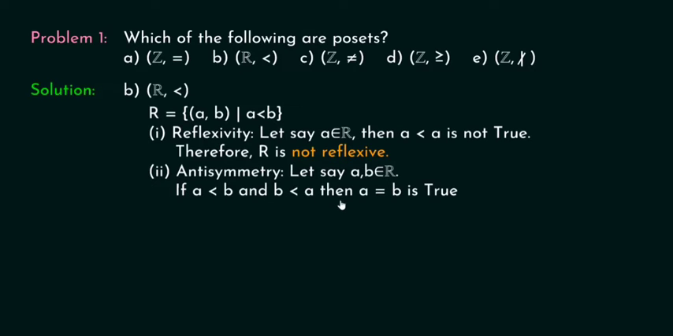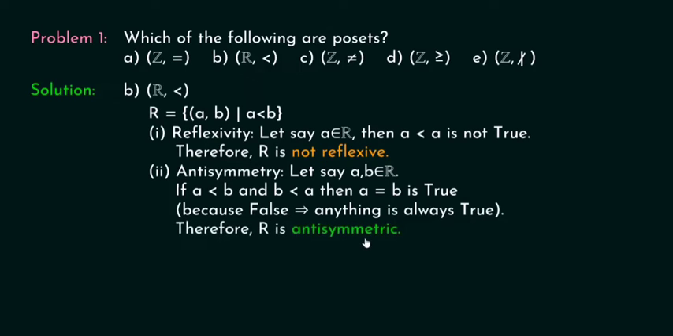And this is an if-then construct, which means implication. a less than b and b less than a implies a equal to b. The premise is false. It doesn't matter what conclusion we have, but false implies anything is always true, right? Therefore, R is antisymmetric. In other words, we can say that if a is less than b, then b cannot be less than a. As simple as that. Therefore, this relation is antisymmetric, right? But this relation is not reflexive, let me tell you, okay?